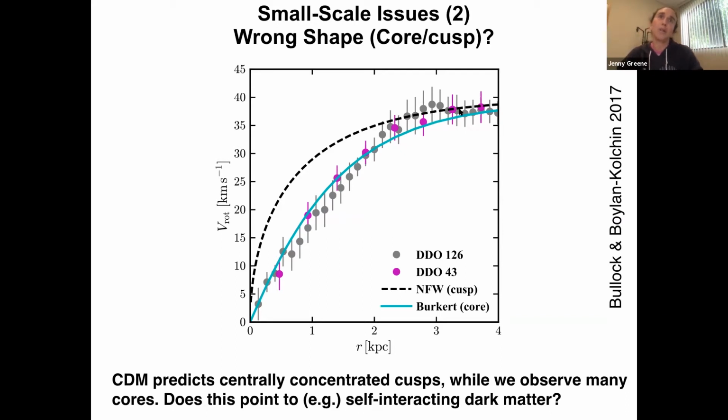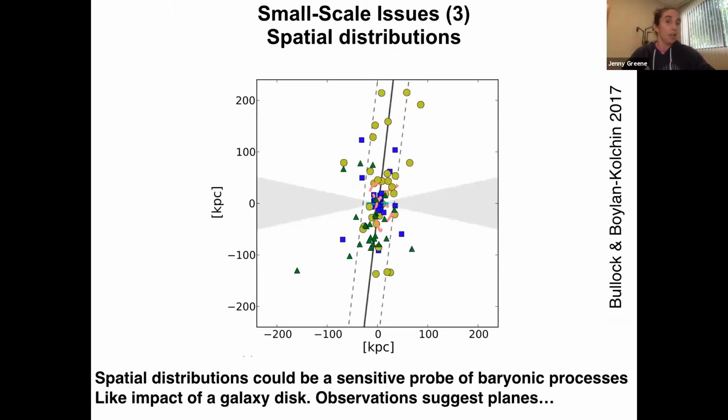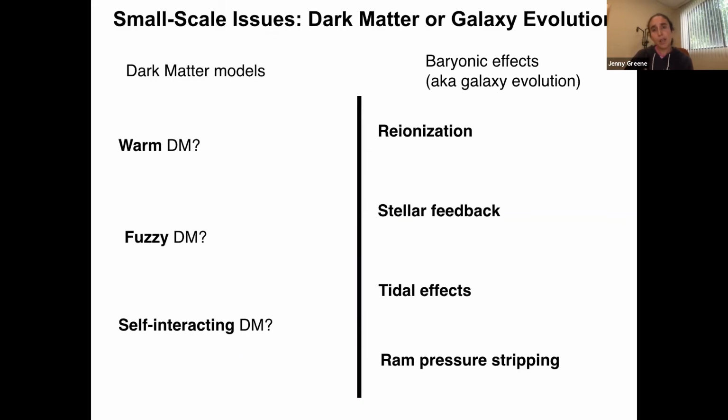So the velocities rise more slowly than would be predicted from generic cold dark matter models, potentially suggesting that we have our dark matter model wrong. There's also been a suggestion that satellites may not be distributed uniformly in bigger halos, but may be found in planes. Again, not a prediction of standard simulations. Maybe could be explained because satellites come in groups. These are some of the small scale challenges that people have talked about.